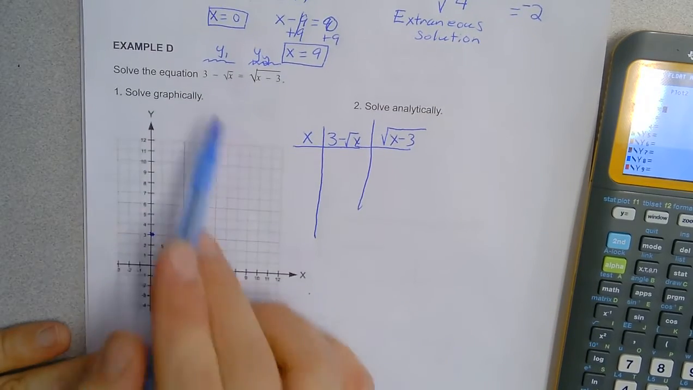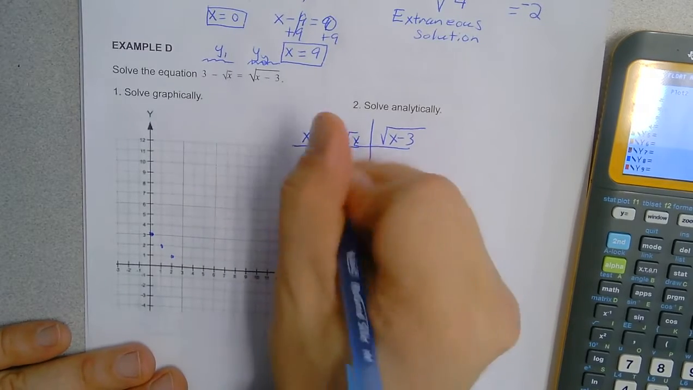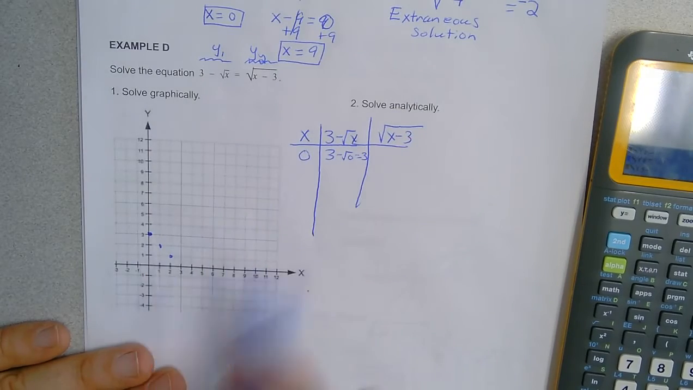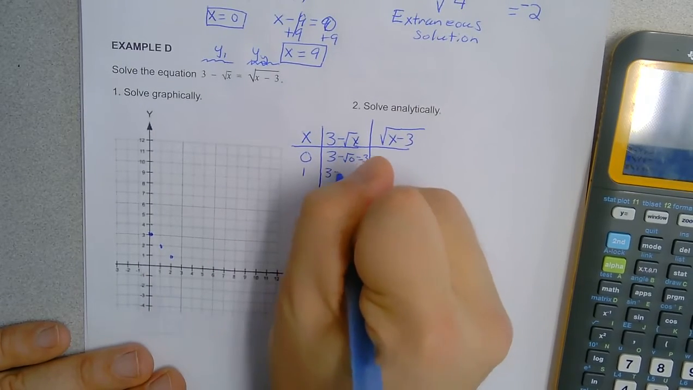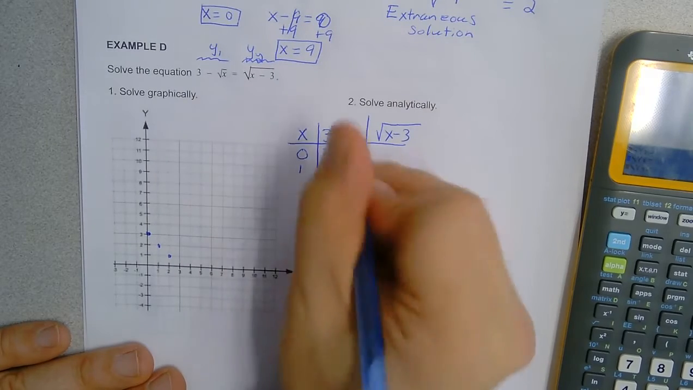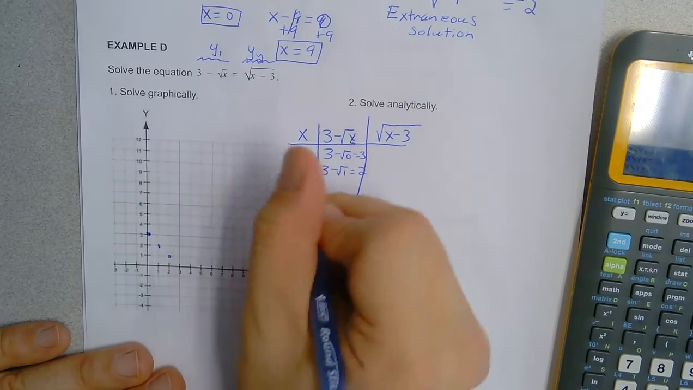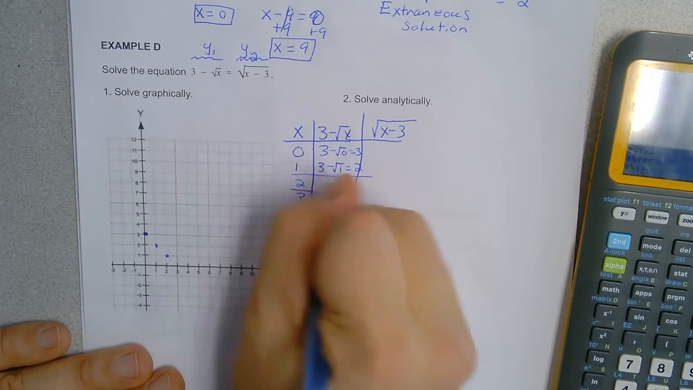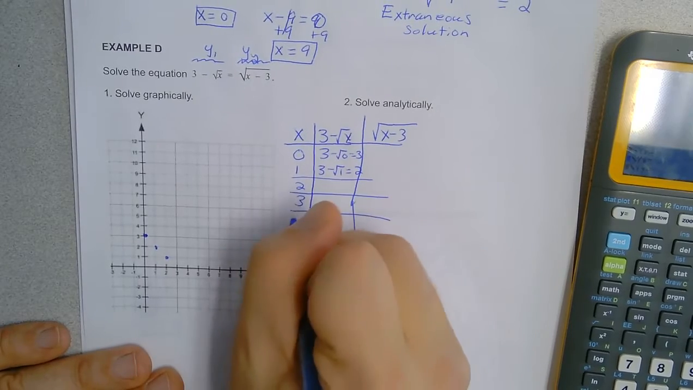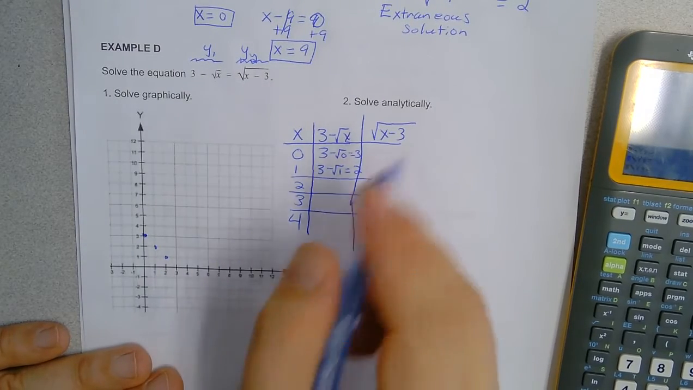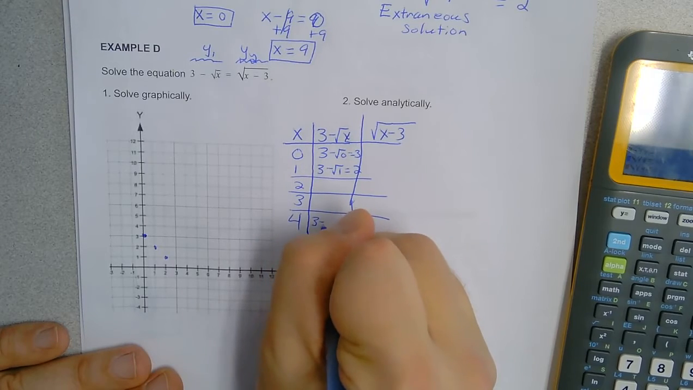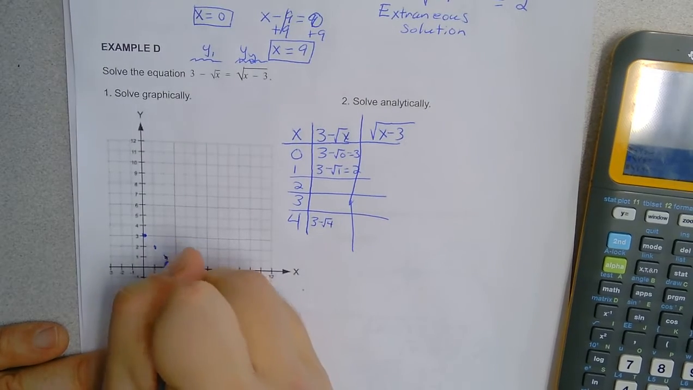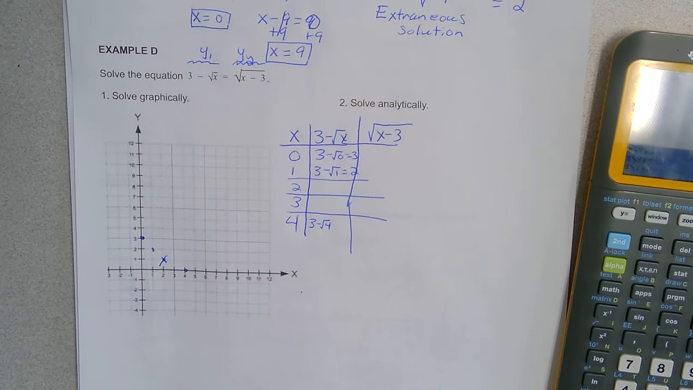So the first one that we plugged in was 0. And then we did 3 minus the square root of 0, which is 3. And then I said plug in 1. So 3 minus the square root of 1, the square root of 1 is 1, is in fact 2. And then I skipped some. So we had 2, 3 we could put in, but those aren't perfect squares. So I just skipped those and then put in 4 instead. So 3 minus the square root of 4, that'd be 3 minus 2, which is 1. So this is not a point, and that's a point right there.